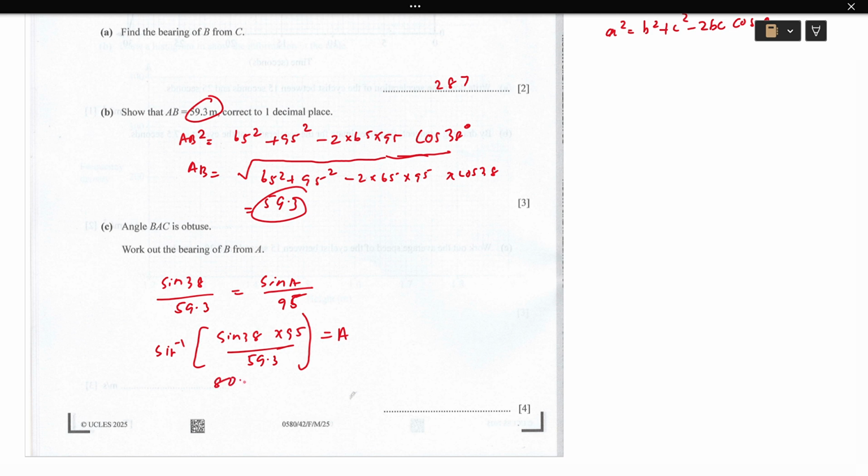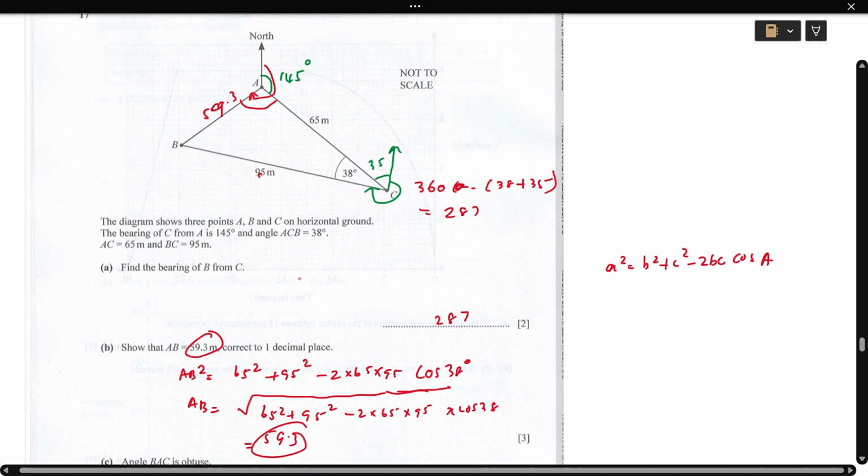So we'll get 80.50. The question says angle BAC is obtuse, but we got an acute angle, so we need to take it away from 180. 180 minus 80.50 is equal to 99.5. So we got this is 99.5.